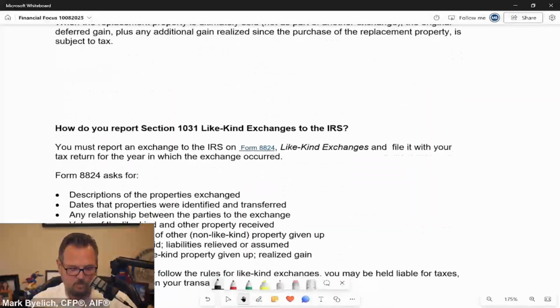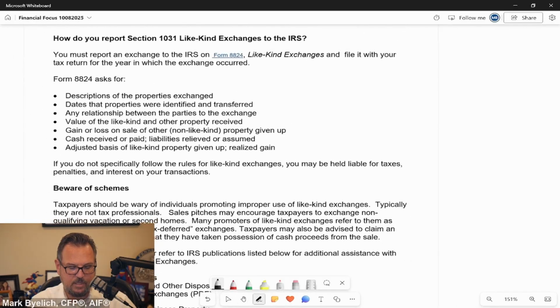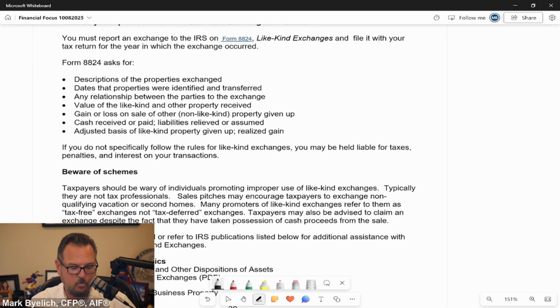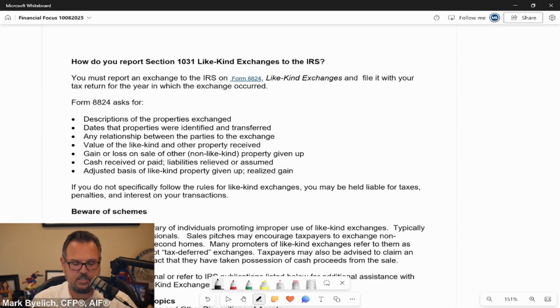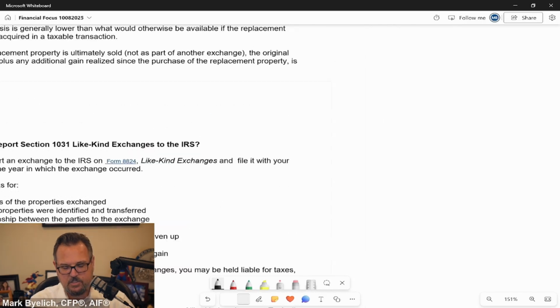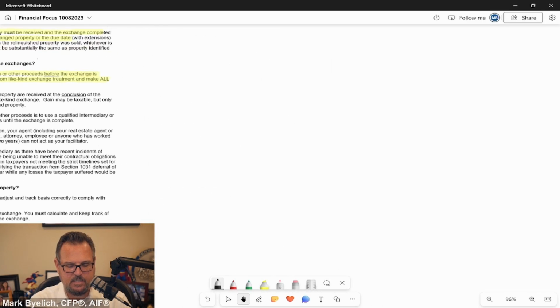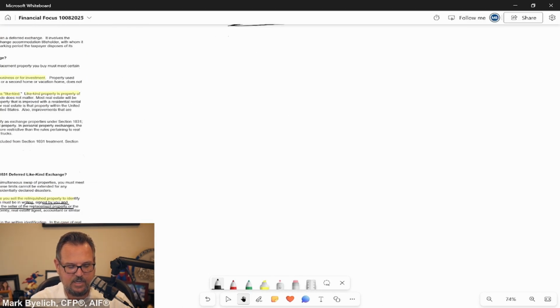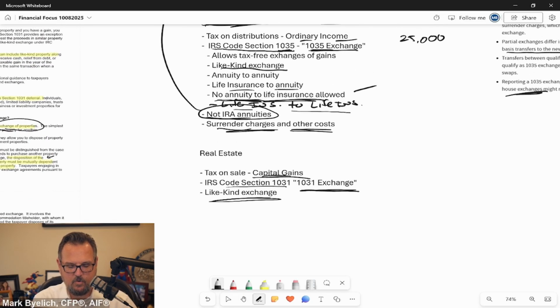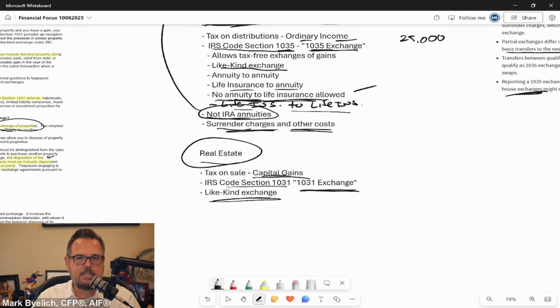All right, you can read this information yourself if you'd like. There are some reporting requirements. It goes on to how do you report Section 1031 like-kind exchanges. So that is Section 1031 exchanges. Let me come back to my notes. So again, that's primarily real estate. So pay attention to that.